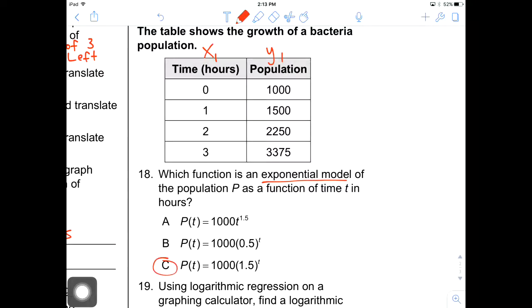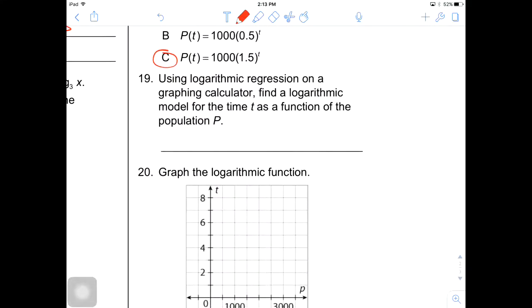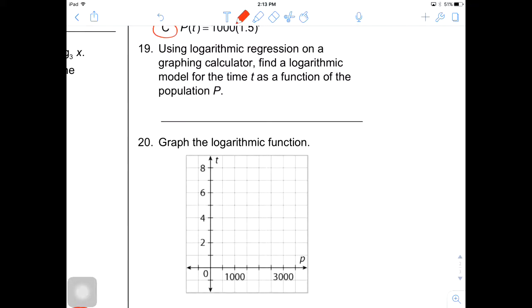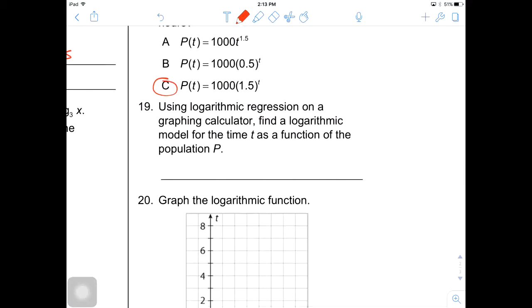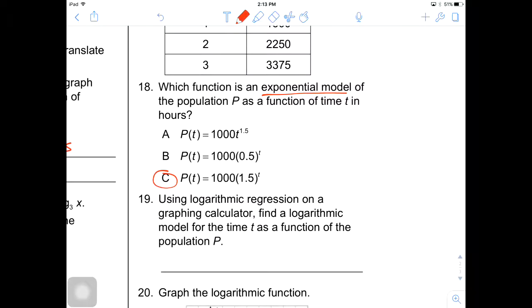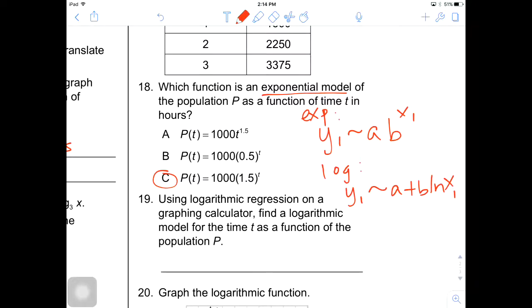C. That's the answer. Number 19 says use a logarithm regression on a graphing calculator. Find a log model for the time as a function. Just to remind you, the equation for exponential regression is y1 approximately a times b to the x1. For the log function, it's y1 approximately a plus b times the natural log of x1. That would be the logarithm function.